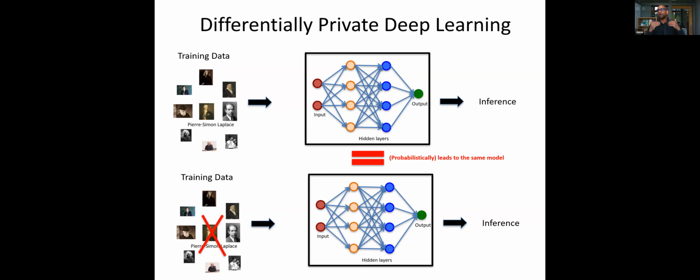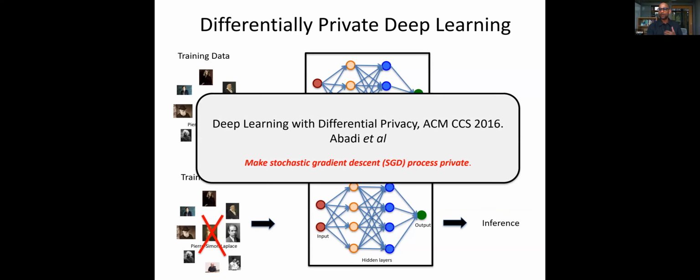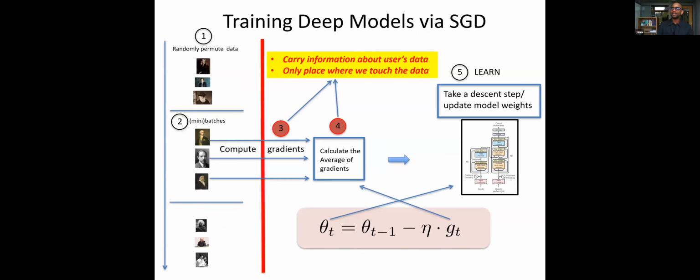Okay, so this is a much stronger guarantee. I'm saying that even the model weights are robust to adding or removing one user's data. So this is what we mean by differentially private deep learning. And back in 2016, Abadi et al. proposed a framework to actually train deep learning models with SGD. And their idea was actually pretty simple.